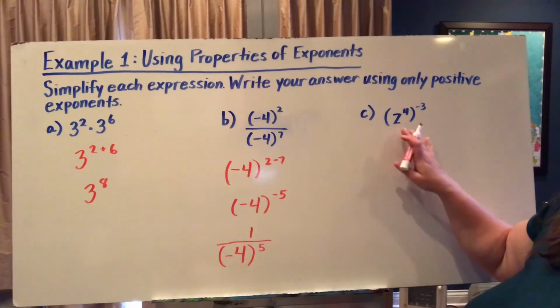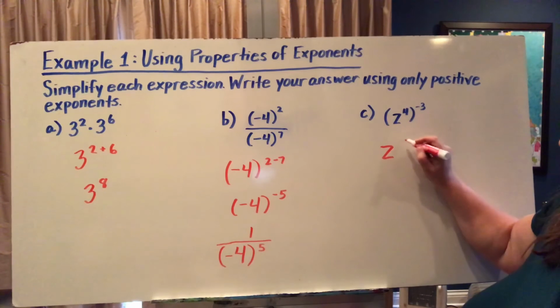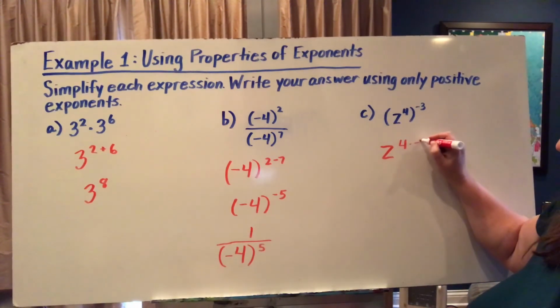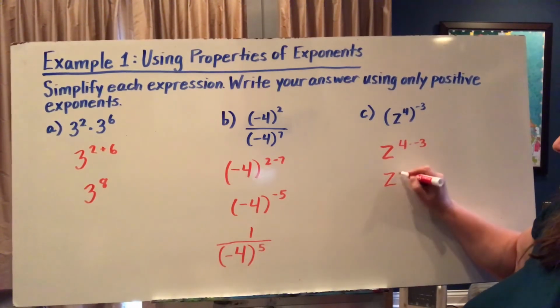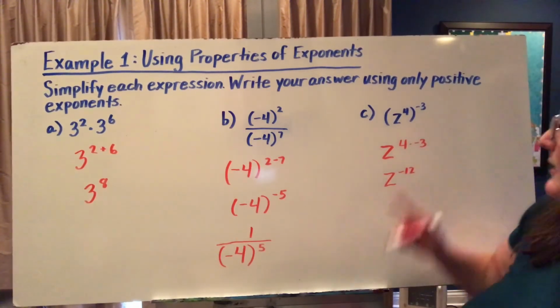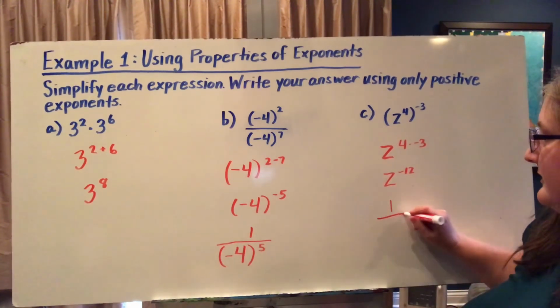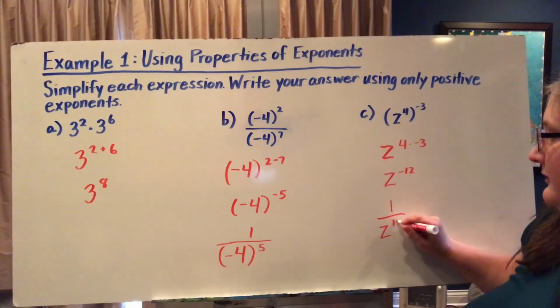And lastly here, z to the 4th to the negative 3rd power. So I'm going to multiply my powers here since I'm doing the power of a power, which is going to give me z to the negative 12th, which would also be a fine answer except they want positive exponents for our final answer. So I'm going to write this as 1 over z to the 12th power.